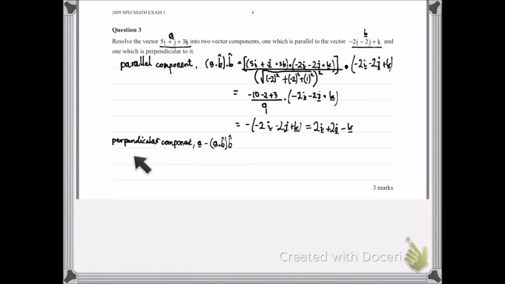Now, to get the perpendicular component, we have to start with vector a, and we subtract the parallel component of vector a. And that's a vector sum to give us the third vector, the perpendicular component. Okay, so we use the result we just obtained for the parallel component vector, this one. And we obtain this by doing a simple vector addition and subtraction. Okay.